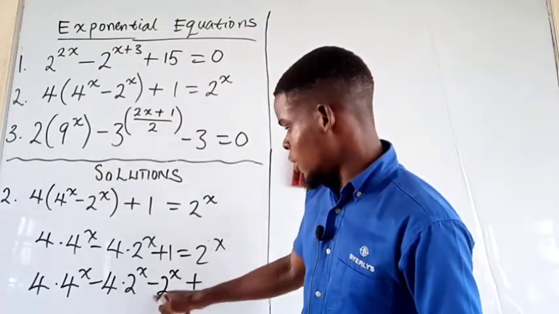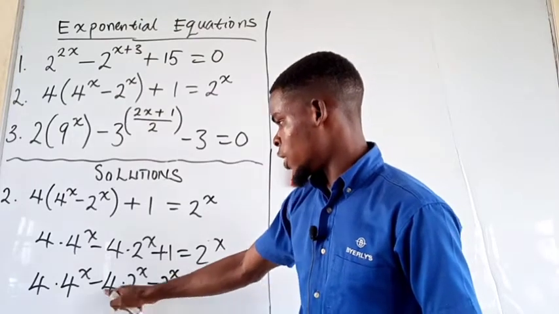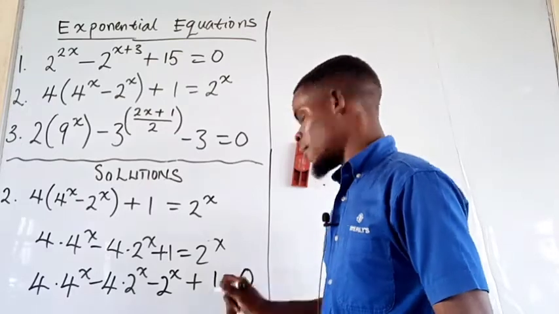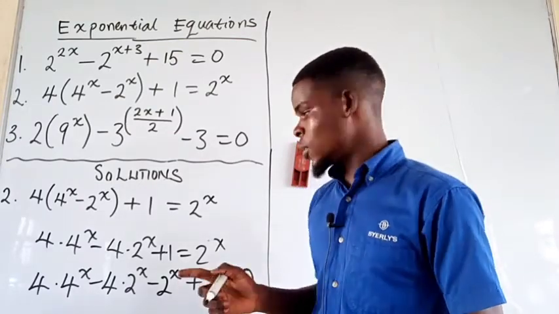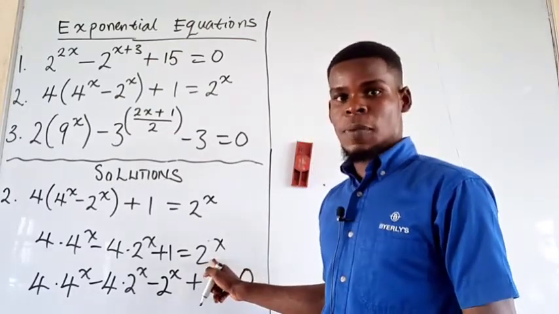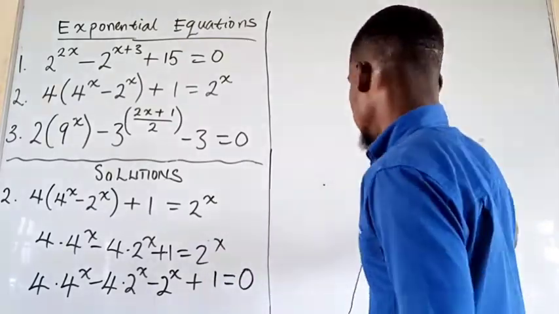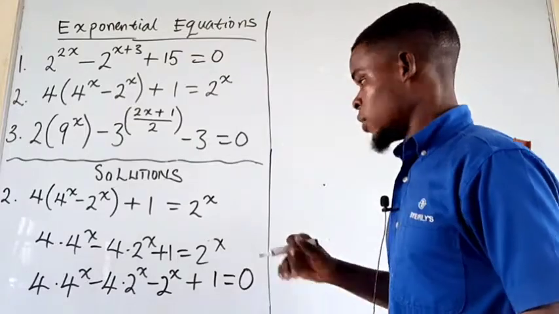So this is the one that is here. This was here already, and this was here. So this is the remaining one. And on the right hand side, we now have 0. Okay, what we've just done is to subtract 2 to the power of x from both sides. Alright? Okay, great. So let's just move over to this.